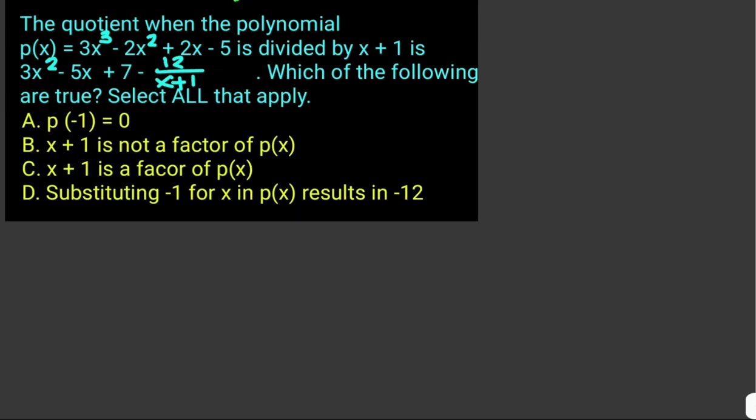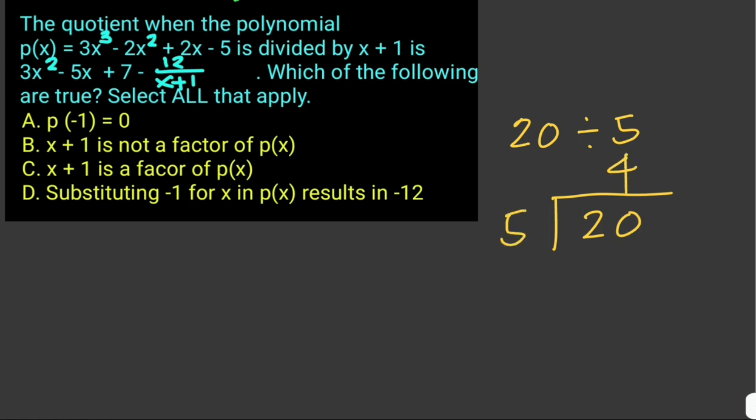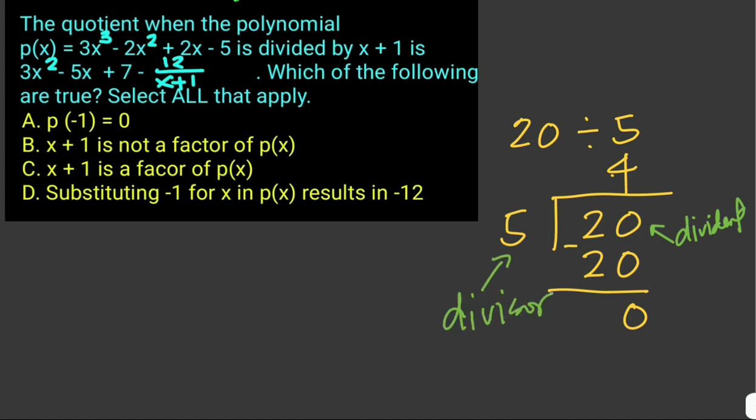Say, for example, we're given this problem, 20 divided by 5. We can rewrite this as long division. 20 divided by 5 is just 4, and then we multiply 4 and 5. That will be 20. We subtract, so there's no remainder. The dividend here is 20, and 5 is the divisor, and 4 here is the quotient.